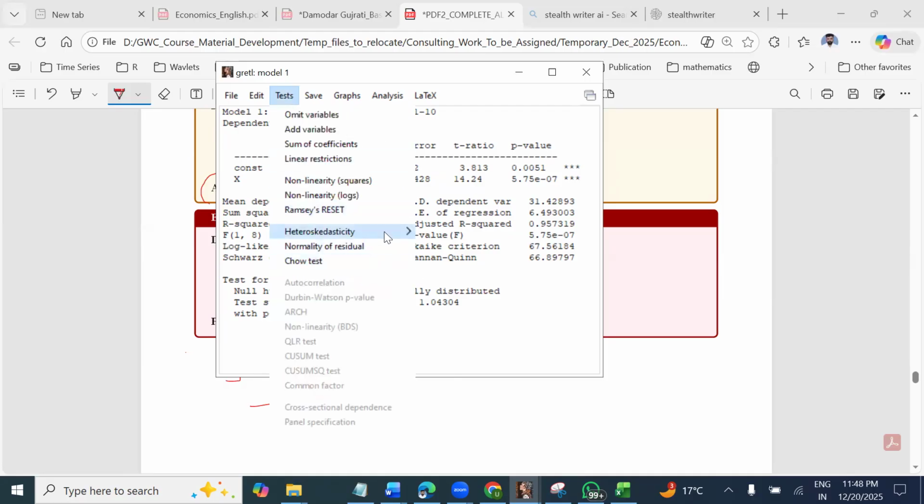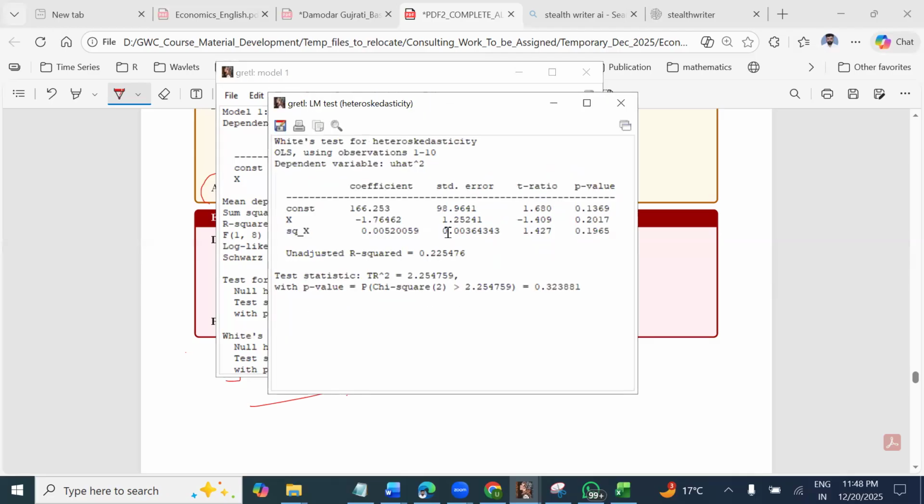Let us do a heteroscedasticity test. White test we will do. So can you see over here? Just now what we learned, all the tests use the null hypothesis of homoscedasticity, isn't it? Yes, sir. White and Breusch-Pagan also. So test statistic, how much did we get? 2.254759. And the p-value, how much did we get? 0.323881.